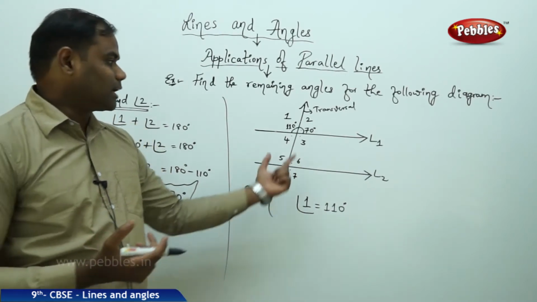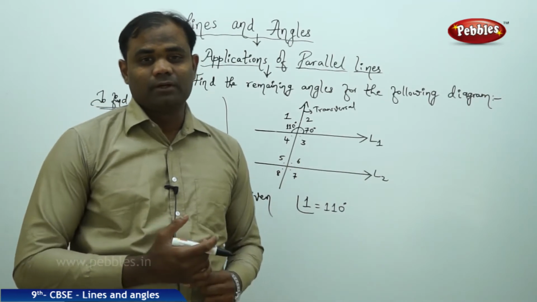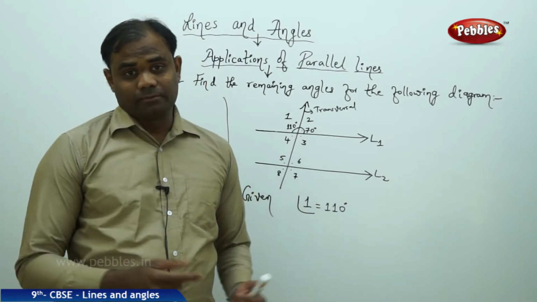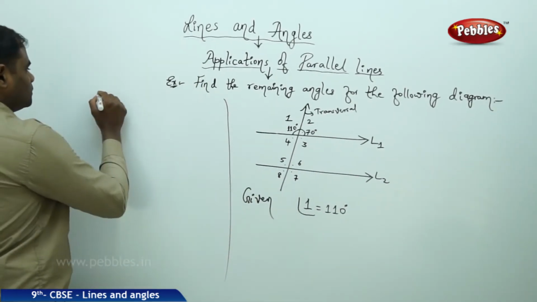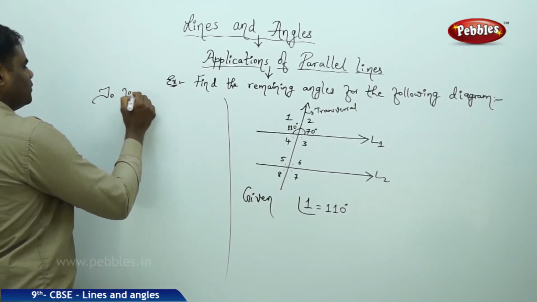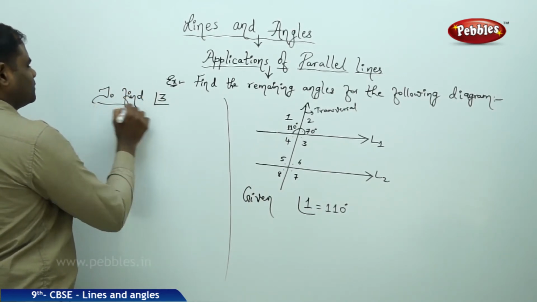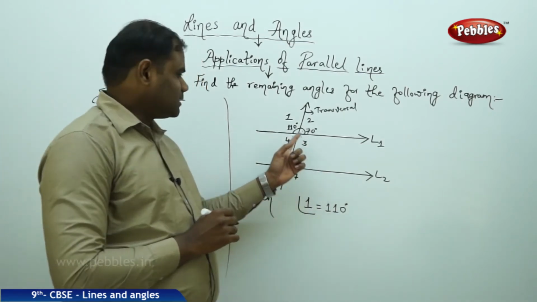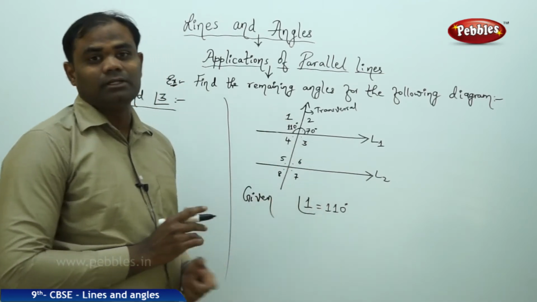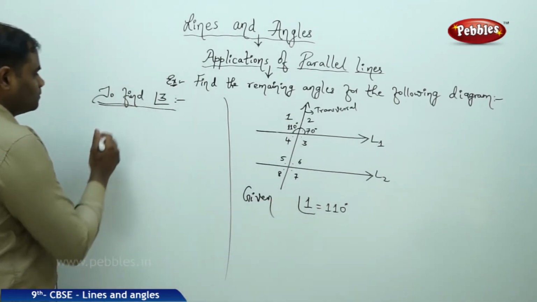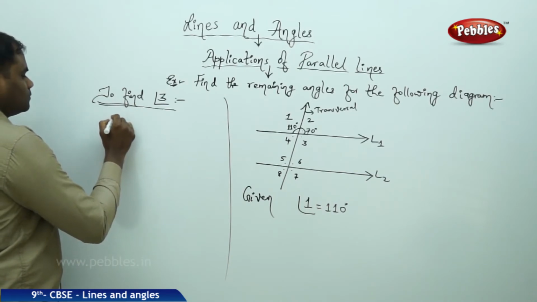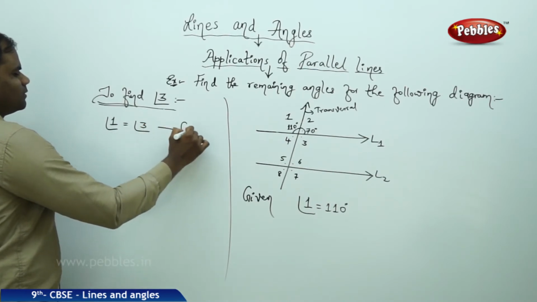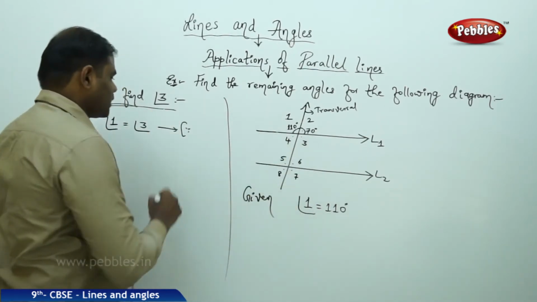Now let's find angle 3. Let's see how we can find the next angle, that is angle 3 out here. To find angle 3, clearly I see angle 1 and angle 3 to be vertically opposite angles. Therefore, from the diagram I see that angle 1 equals angle 3 since they are vertically opposite angles.